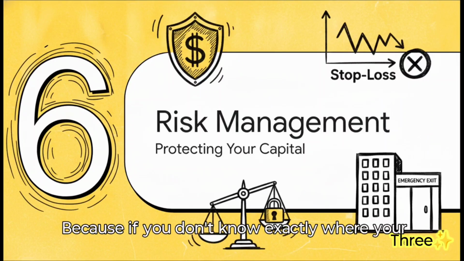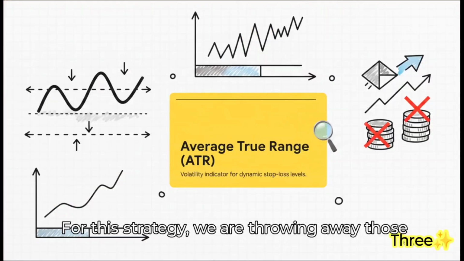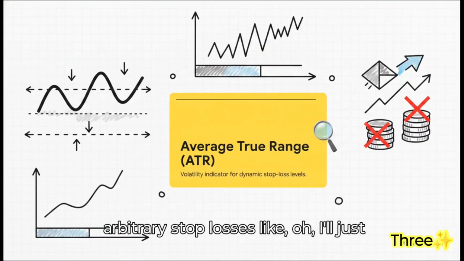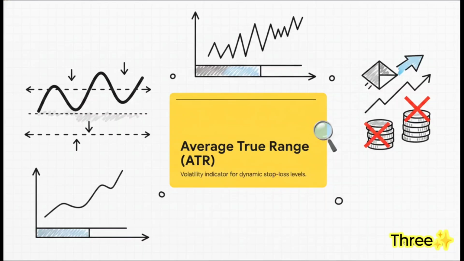Finally, Section 6, managing risk and stop losses, protecting your capital. Because if you don't know exactly where your emergency exit is before you enter the market, you shouldn't be trading at all. For this strategy, we are throwing away those arbitrary stop losses like, oh, I'll just risk 20 points or I'll risk $500. No way.